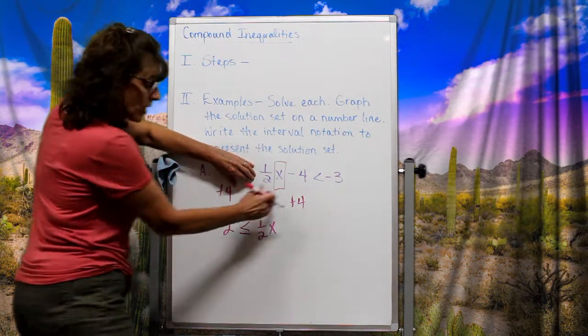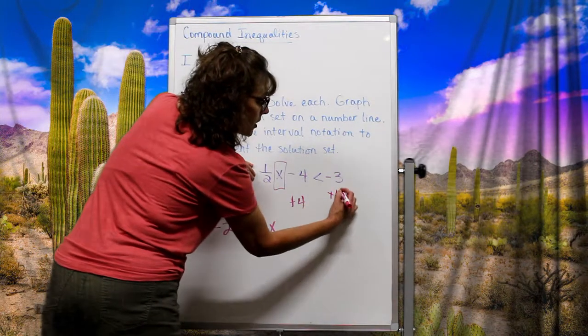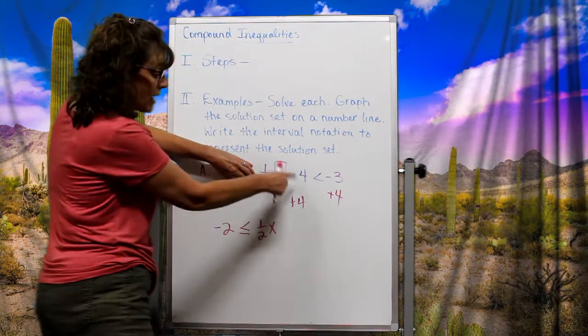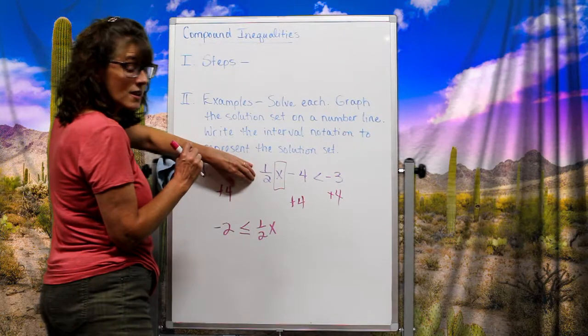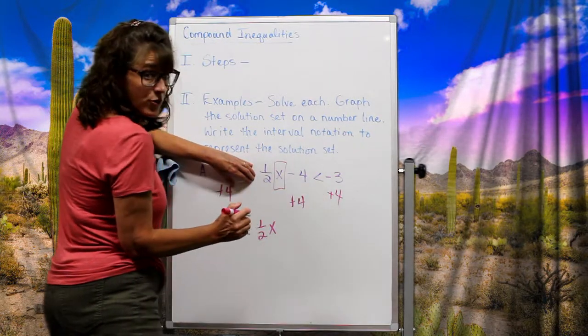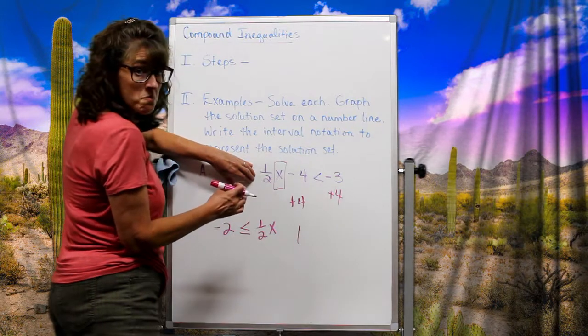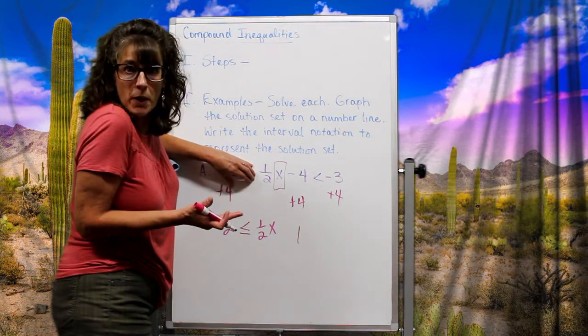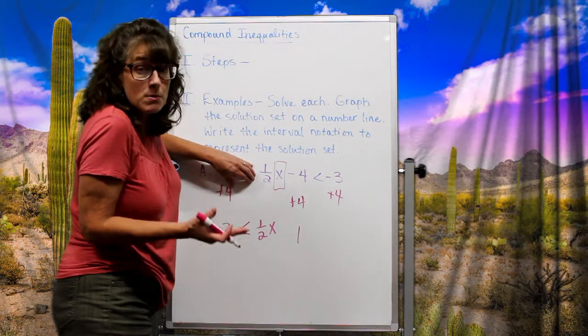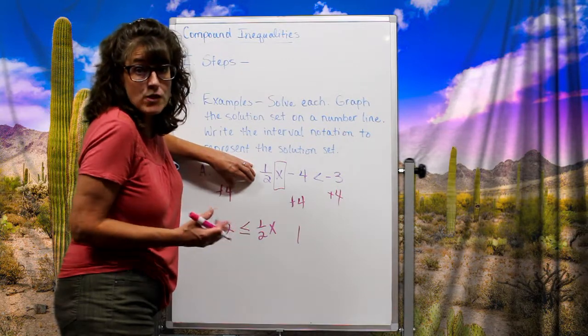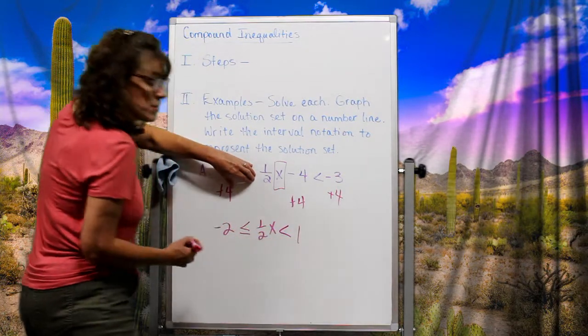So let's go ahead and do that. We're going to add 4 here, we're going to add 4 here. Now, we've already said that when we add 4 right here, we get a 1/2 x. When we add 4 right here, negative 3 plus 4 is a 1. And once again, do I flip that symbol? No, I didn't even multiply or divide. And remember, I need to multiply or divide by a negative to flip that symbol. So I'm not going to flip the symbol.